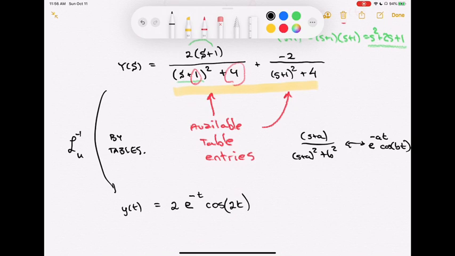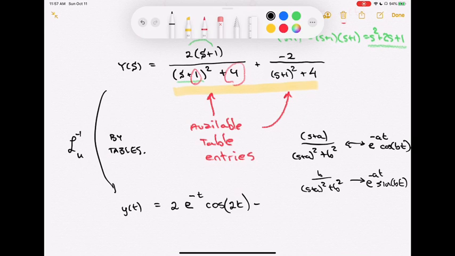There's a similar table entry for the second term, and if you go ahead and take a look at that, I'm going to get a minus 2. Oops, actually I got that one wrong because there's a b in that one. So let me go ahead and write it out. There will be a minus sign in there. The second table entry that I have looks something like this. It has not an s. It has a form of something like b over s plus a quantity squared plus b squared. That guy has an e to the minus at sine bt, something like that.